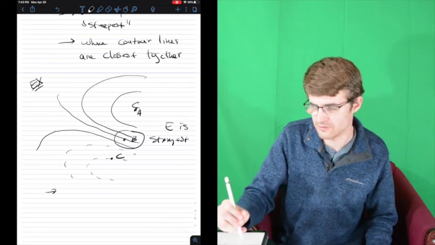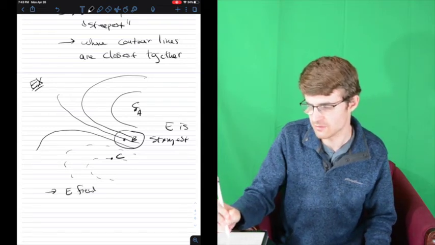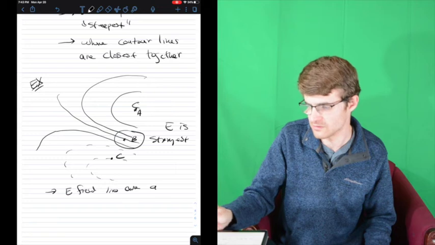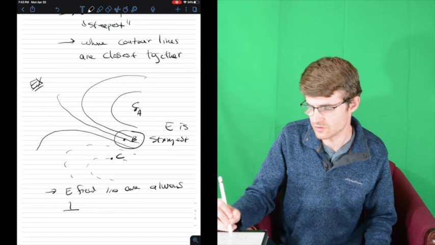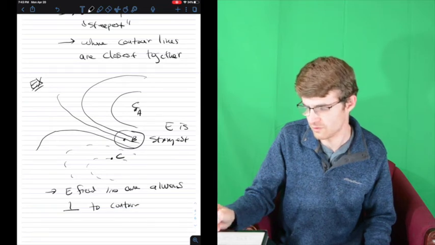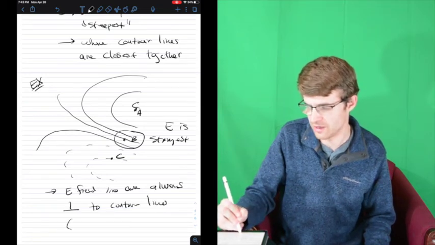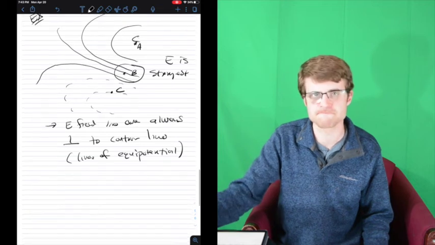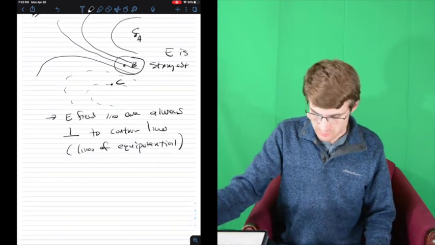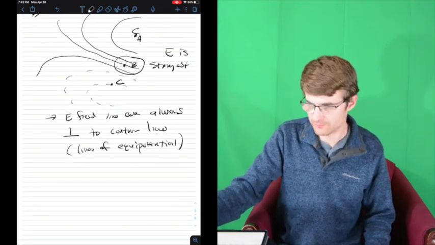One is that the E field lines are always perpendicular to the contour lines, which have another name, the lines of equipotential. And so you might see both of those. Okay. All right. So I think we're ready to go.